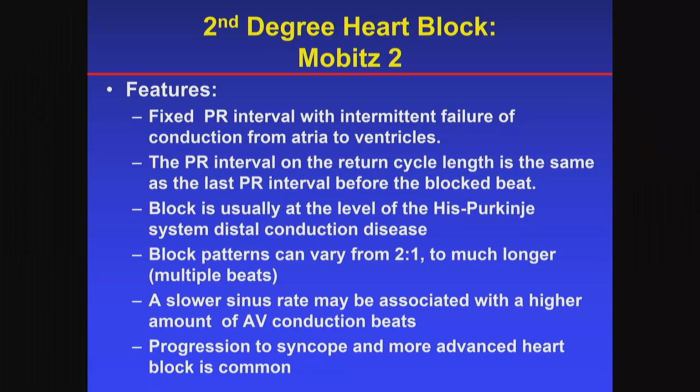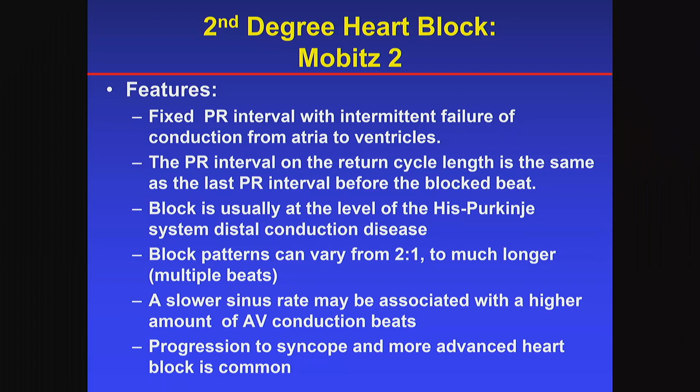In Mobitz 2 AV block, instead of having PR prolongation prior to the drop beat, or progressive PR prolongation as we see in Mobitz 1 AV block, the PR interval is fixed with intermittent failure of conduction from atria to ventricles. And the PR interval in the return cycle length is the same as the last PR before the block beat. Mobitz 2 AV block reflects disease at the level of the His-Purkinje system and below.